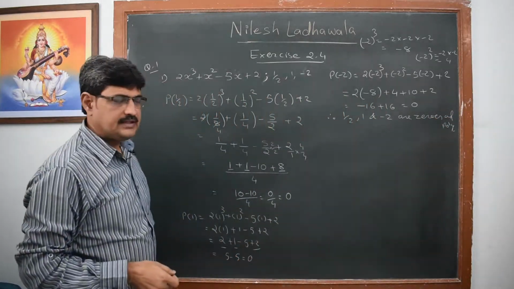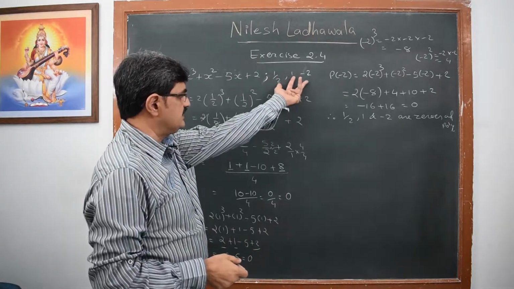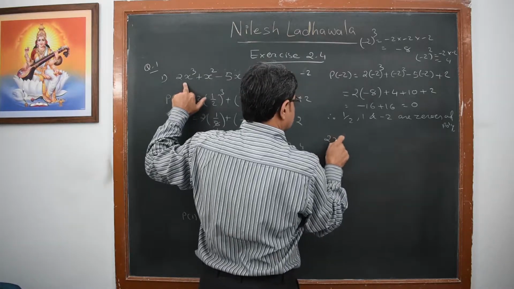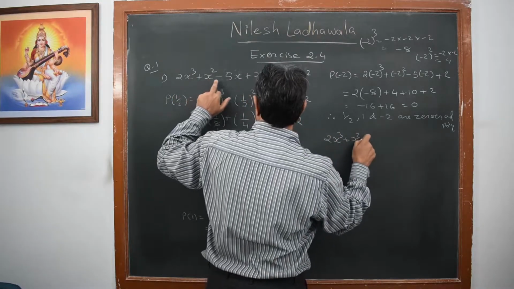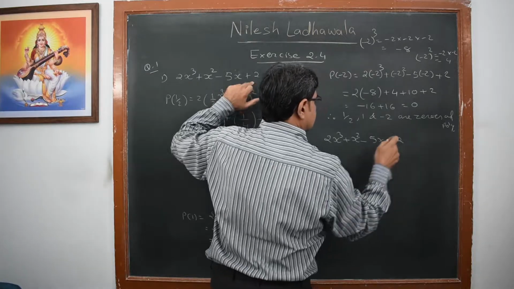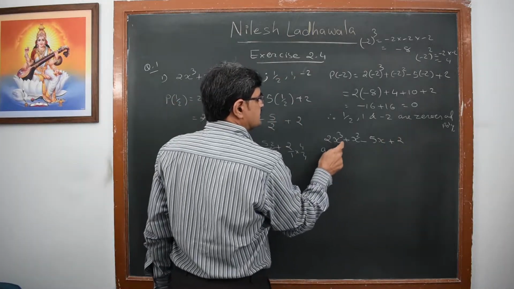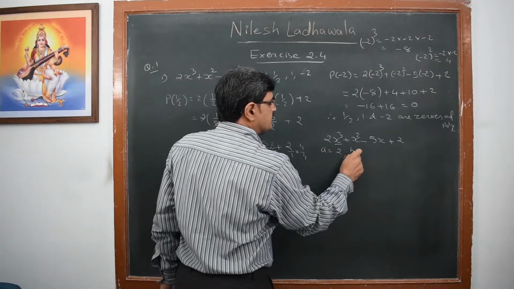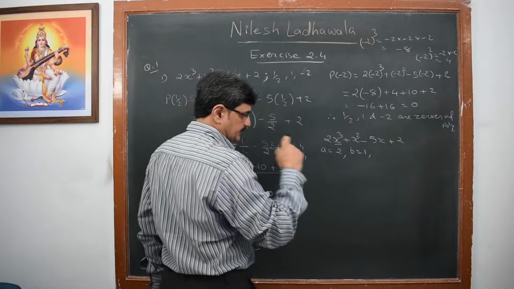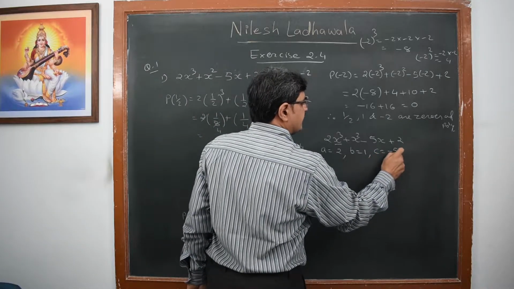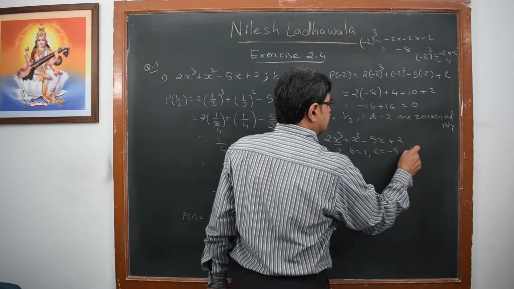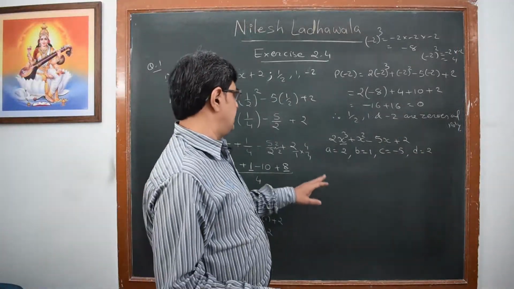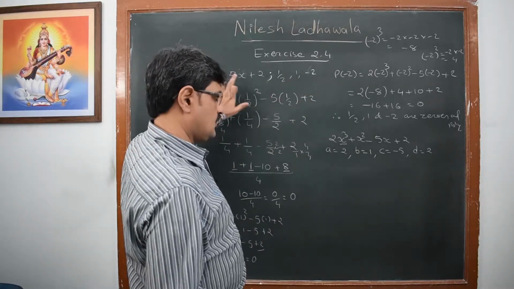Now I have to obtain the relation of zeros and coefficients. So I will write the equation first and then I will write the coefficients, so that you can understand it properly. A, that is the coefficient of x cube, is 2. B, that is the coefficient of x square, is 1. C, that is the coefficient of x, is minus 5. And D, that is the constant term, is 2. Now we will compare the zeros and coefficients.